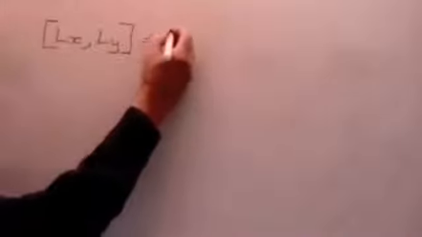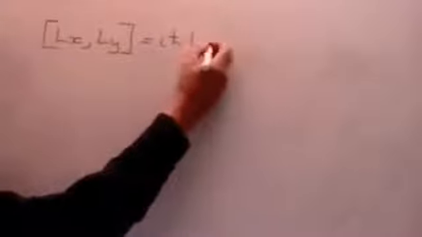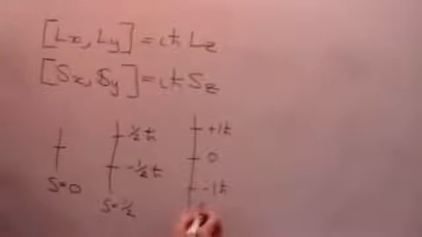But assuming that you've done that, then let me just remind you that at the end of the last video in this series, we showed that the commutator of the angular momentum in the x direction with that in the y direction was equal to i h bar Lz, and that the commutator of the spin in the x direction with that h bar, and that's called the spin 1 state.